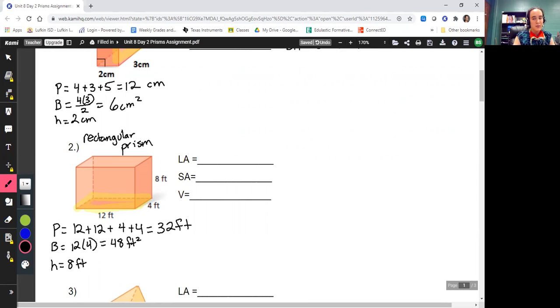So again, now we can plug in to our formulas. So we've got lateral surface area is perimeter times height. So perimeter is 32, height is 8, and 8 times 32 is 256 feet squared.